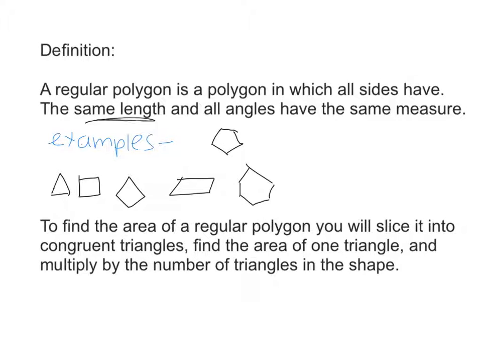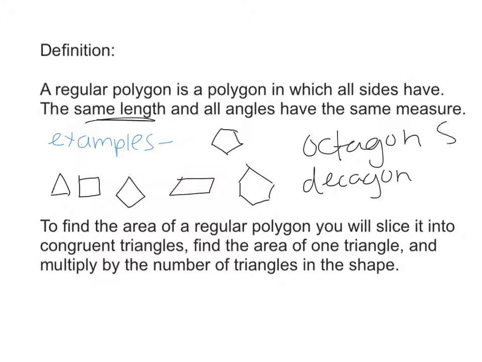So all these sides are the same length. Obviously, I'm not very good at this. Octagon would have 8 sides. I'm just going to start writing the names. A decagon has 10 sides. Okay, so this one has 8. This one has 10.